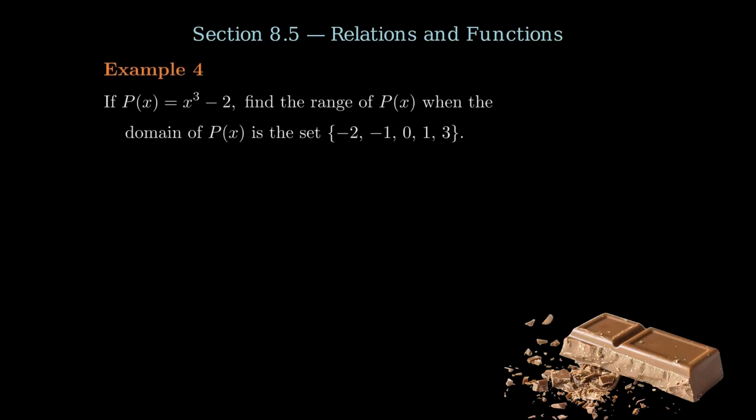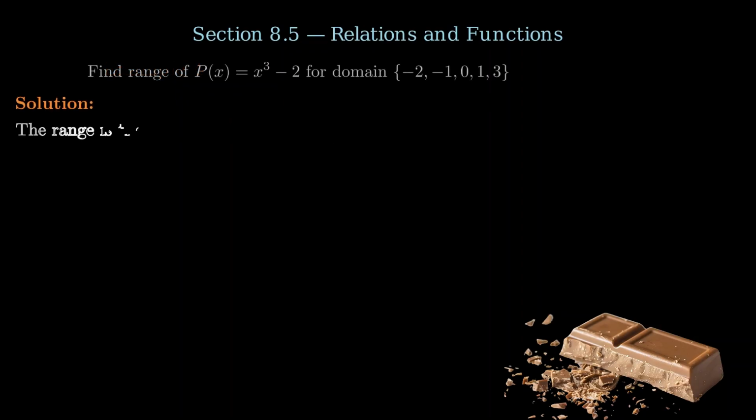Let's solve an example to find the range of a function given its domain. If p of x equals x cubed minus 2, let's find the range of p of x when the domain is the discrete set -2, -1, 0, 1, and 3. Let's look at the solution.